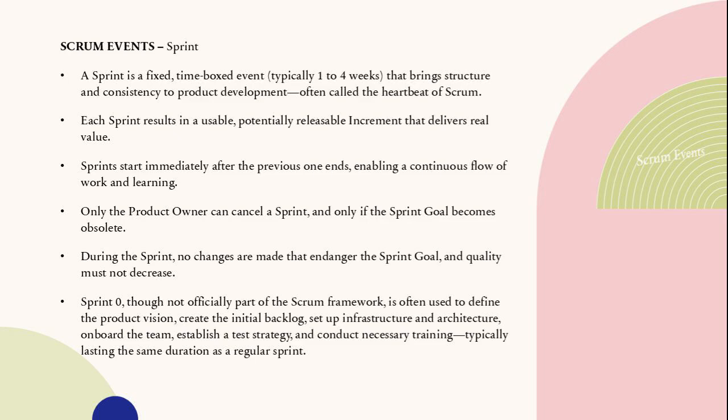Only the product owner can cancel a sprint, and only if the sprint goal becomes truly obsolete, a rare occurrence, thankfully. During a sprint, the sprint goal is protected, no changes are made that would endanger it, and quality must never decrease. Shorter sprints generally mean less risk and faster feedback loops. Each sprint is like a mini project.